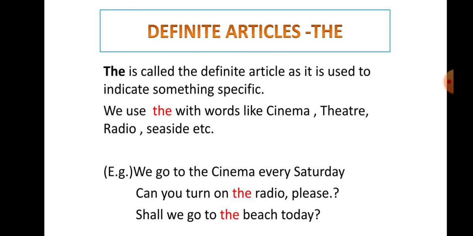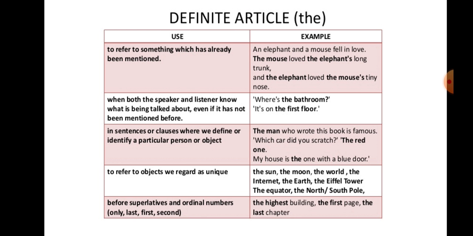In this way, when you specifically speak, what do you want to turn, TV or radio? Radio. So the radio. Shall we go to the beach today? Where? To the beach or to the theater? Anywhere. The beach. So specifically you spoke about that place, that thing. So you use the as definite article. Now here are some examples, some functions of how and where you have to use the.